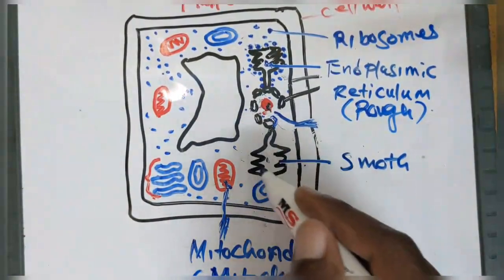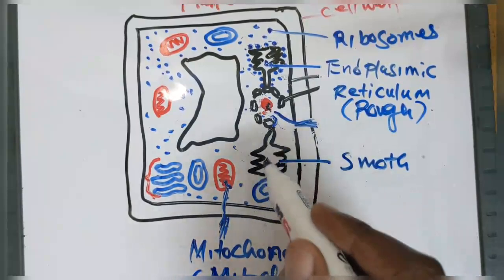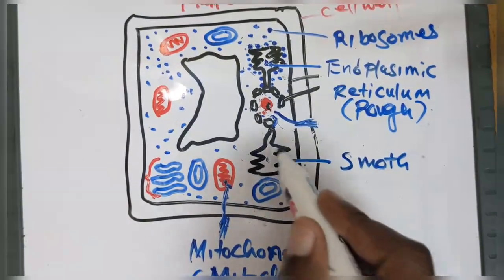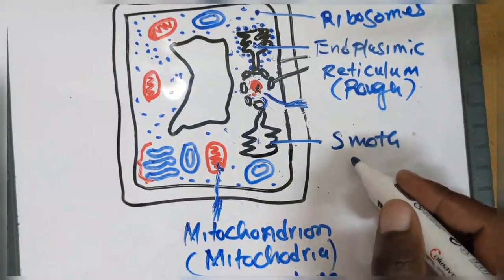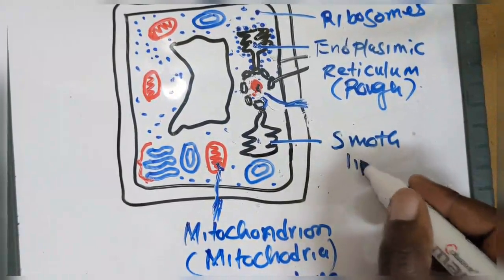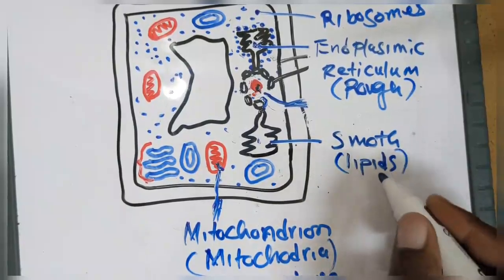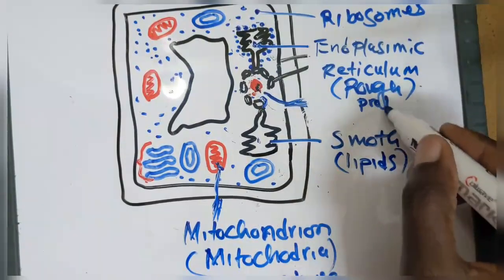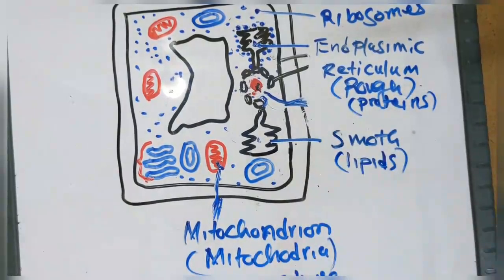Okay, so now what does this do? The smooth endoplasmic reticulum, if you see it here, doesn't have those ribosomes. So now what does it do? Its function is to transfer what? Lipids. That is the function. This one, the rough, transfers proteins. Okay, so that is what these do.